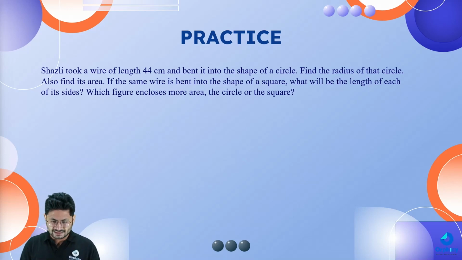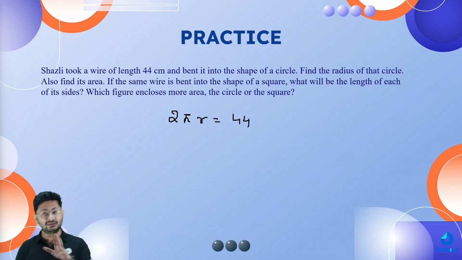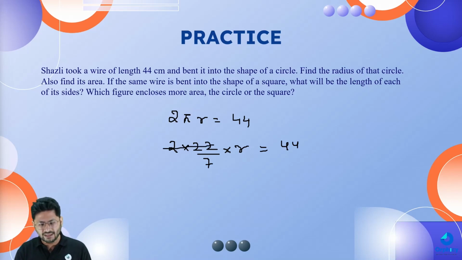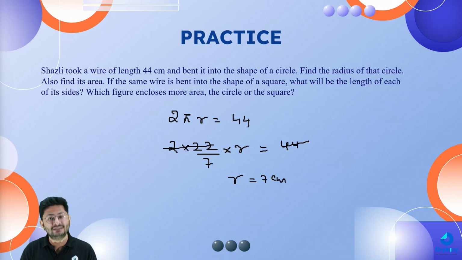सो आई वुड से दैट सर्कल का 2 pi r is equal to 44. I have not even read the entire question. मैं सिर्फ एक लाइन से first of all I need to calculate what is the radius of the circle. So 2 into 22 by 7 into the radius that we don't know is equal to 44. Now 2 into 22 44 होता है और राइट हैंड साइड पे भी 44 है, तो कट कर देते हैं उसको. सो हमारे पास r is equal to 7 centimeters आ गया with the first sentence itself.